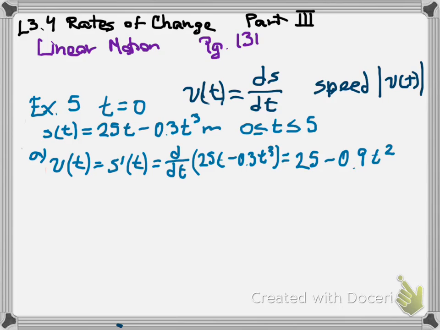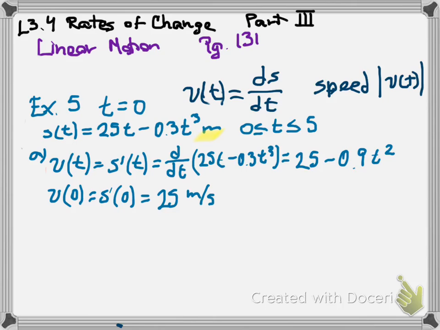So let's find the velocity at 0, which is also the derivative or the change in position at that particular time, which will be 25 meters per second. Remember that we were talking about meters. Okay, letter B, is the truck speeding up or slowing down?